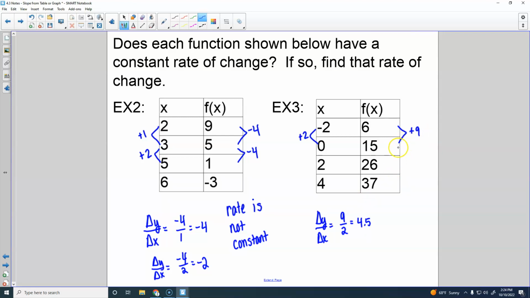All right, from 15 to 26, Ian, how much does that go up? Are you sure? All right, 26 minus 15 is going to give us 11. So it goes up by 11, but how much do we go up by over here? Still 2, right? So are we going to get the same number here? We are not. So this is, again, the rate is not constant.